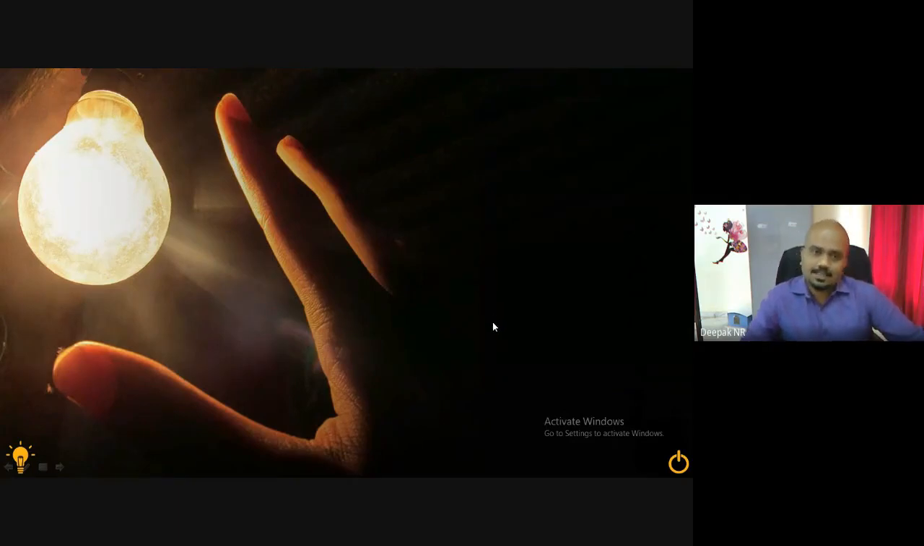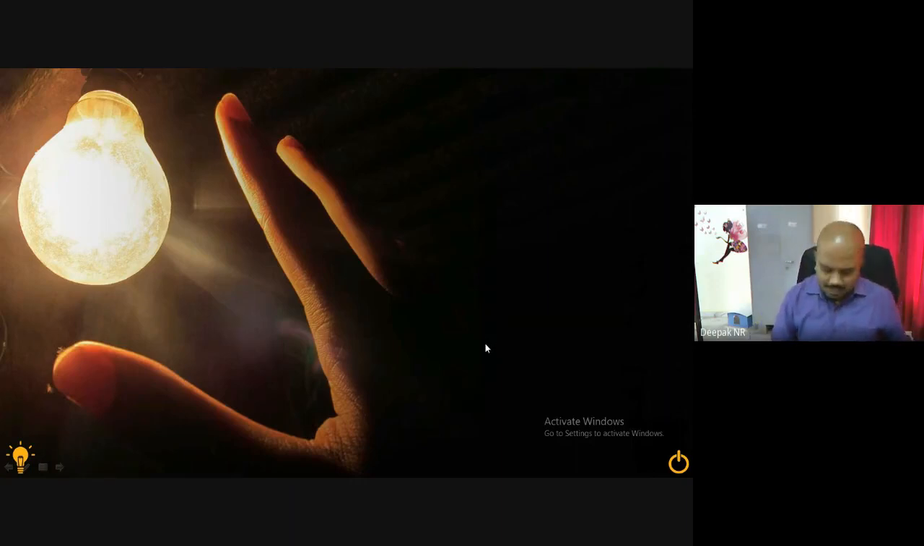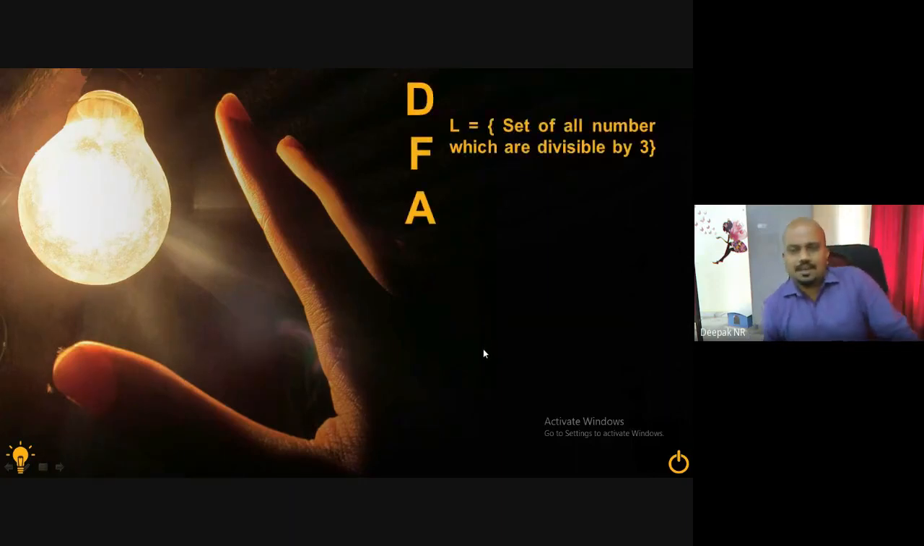With regards to this important question, I'm explaining it with respect to a PowerPoint presentation. The question goes like this: we have to construct a DFA for the set of all numbers which are divisible by 3. Whenever we ask a question about a set of all numbers divisible by 3, it means numerical numbers, like 20, 30, 40, 50, 60. These are the numerical numbers.